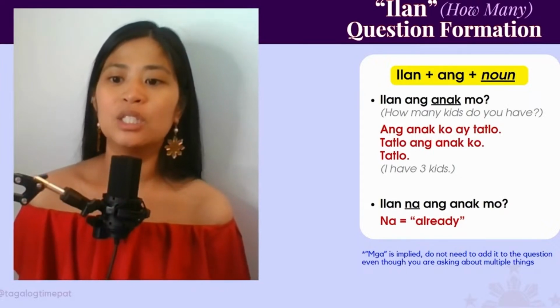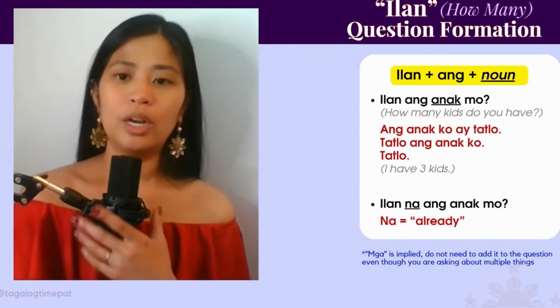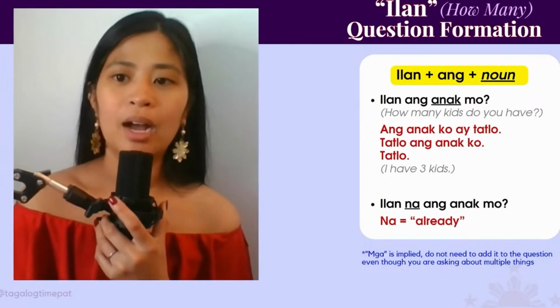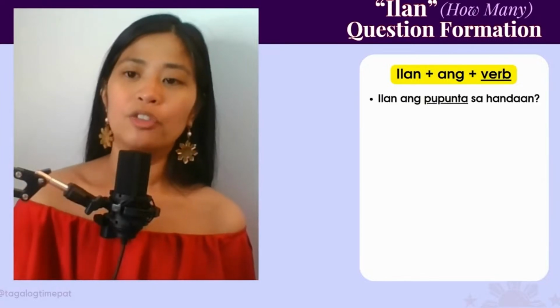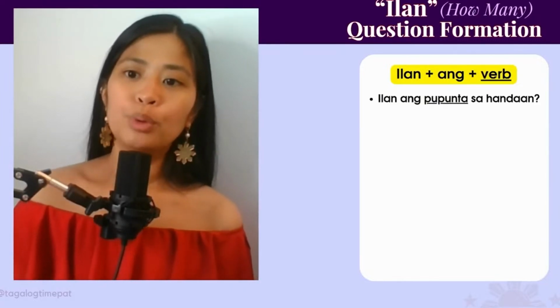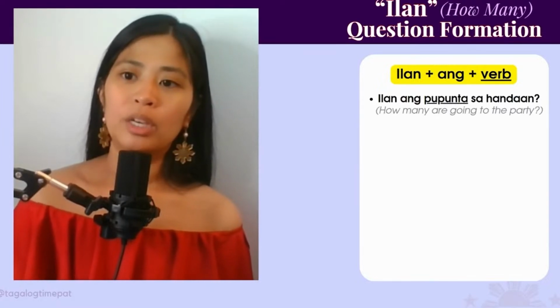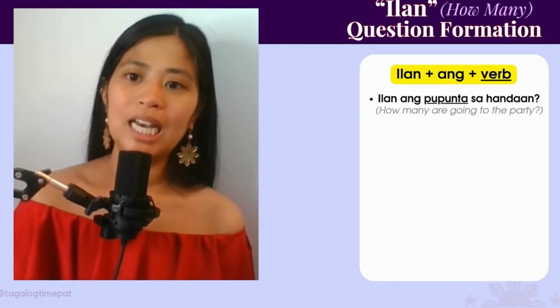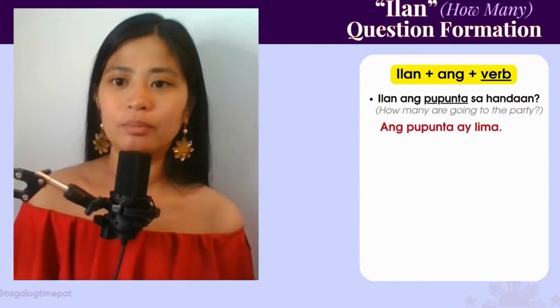How many kids do you have? But it's not incorrect if you wanted to add mga, ilan ang mga anak mo? It's just kind of redundant. All right, next, ilan ang plus a verb. Ilan ang pupunta sa handaan? How many are going to the party? Ilan ang pupunta? Pupunta is the verb meaning to go. So ilan ang pupunta sa party?